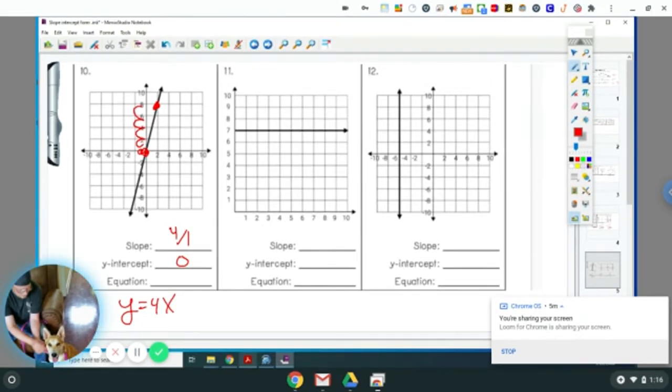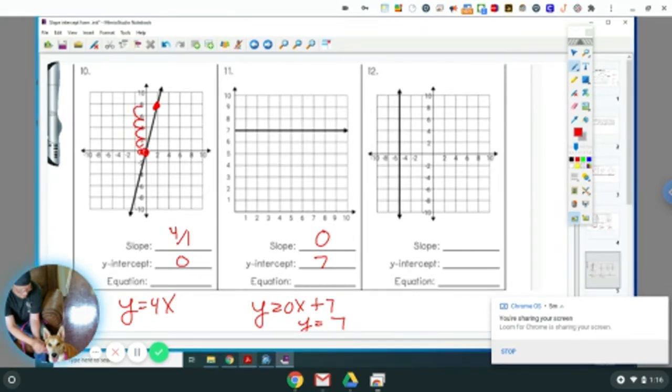All right, so this is a horizontal line. So it doesn't have a slope. It has a slope of 0 and my y-intercept of 7. So my equation would be y is equal to 0x plus 7 or y equals 7. It's like what we talked about at the very start of our notes.